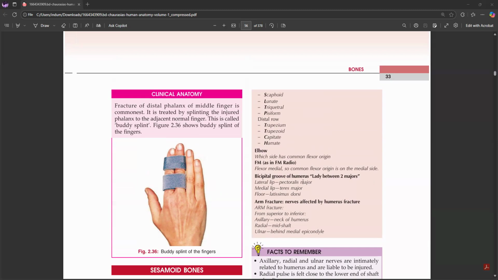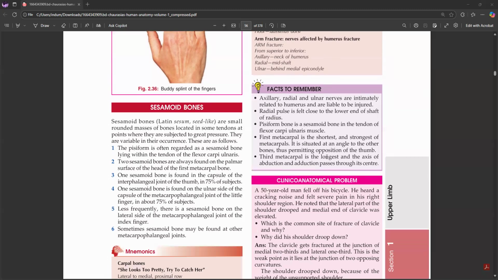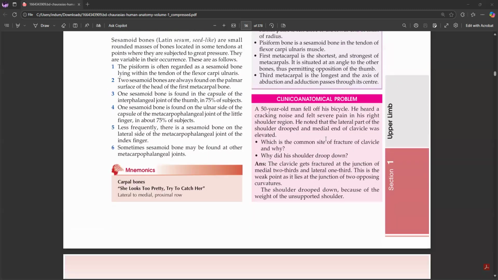Bicipital groove of humerus. Lady between two majors. Lateral lip. Pectoralis major. Medial lip. Teres major. Floor. Latissimus dorsi. Arm fracture. Nerves affected by humerus fracture, from superior to inferior. Axillary. Neck of humerus. Radial. Midshaft. Ulnar. Behind medial epicondyle.